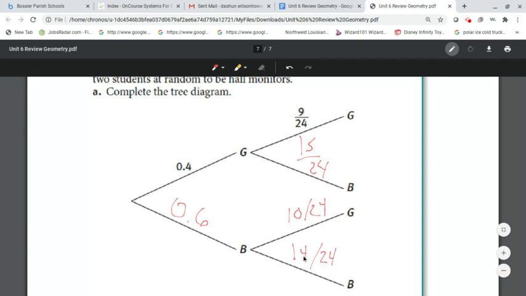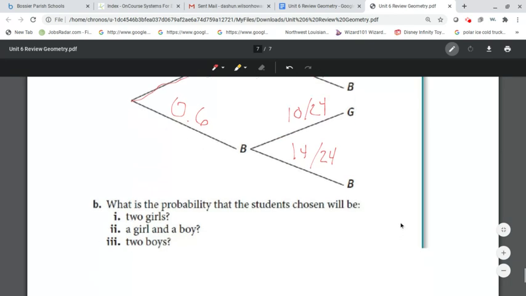All right, so the first one, what is the probability of 2 girls? So the only 2 girls will be here and here. So you're going to multiply those together. So it'll be 0.4 times 9 over 24. And that will give you that answer.